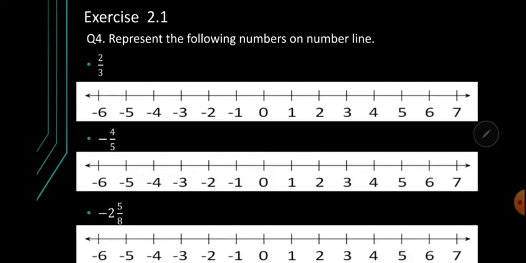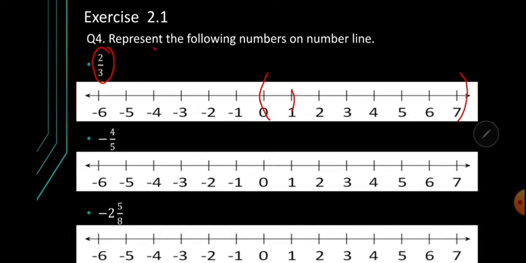Exercise 2.1, question number 4: represent the following numbers on the number line. Here we have the fraction 2 by 3 and we need to represent it on the number line. 2 by 3 is positive, so we consider the positive side of the number line. Since there is no whole number, we need to plot this 2 by 3 between 0 and 1.